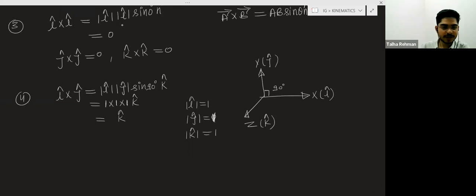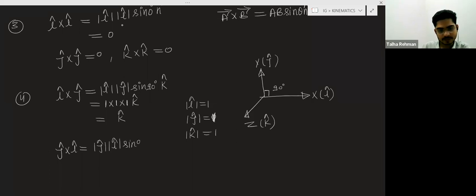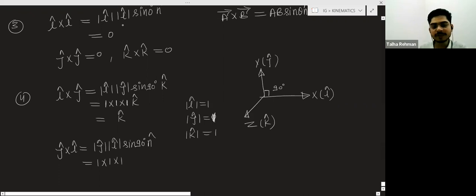Now if I want to find j cap cross i cap, you will apply magnitude of j cap, magnitude of i cap, sine 90 into n cap. The magnitude of j cap is 1, the magnitude of i cap is 1, sine 90 is 1. What will be the n vector here? A vector perpendicular to j cap and i cap. And how to find the direction of this n cap? By the right hand thumb rule.